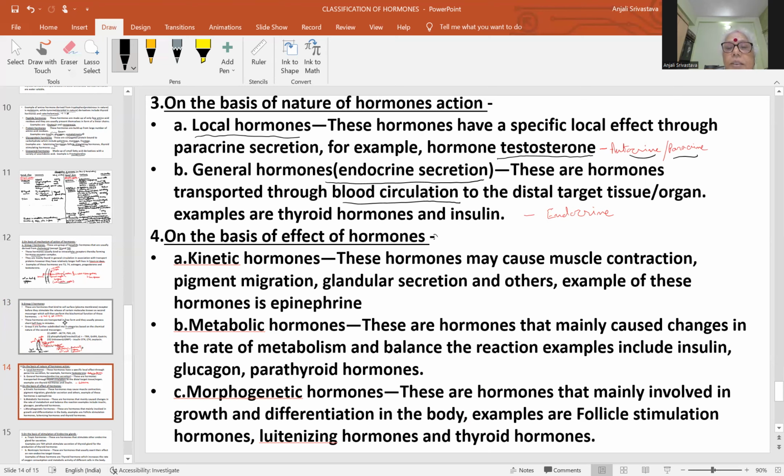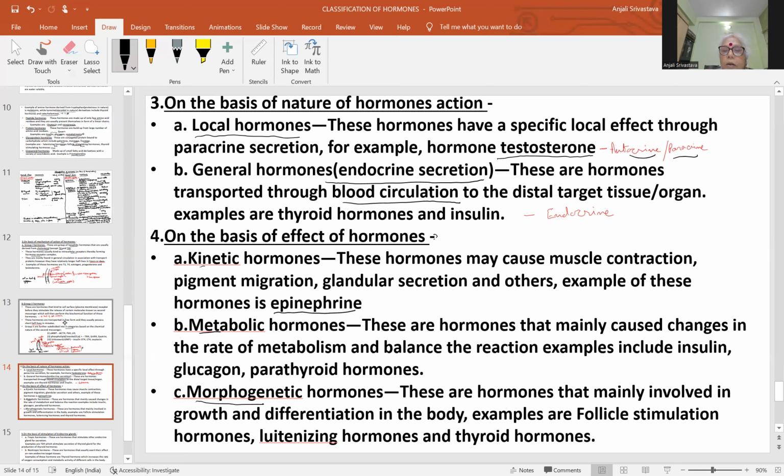ये hormones किस तरह का effect डाल रहे हैं. On this basis they are of 3 types: kinetic hormones, metabolic hormones, and morphogenetic hormones. The kinetic hormones cause muscle contraction, pigment migration. Kinetic, you can understand, energy related activities are shown by these hormones. They are causing glandular secretion and others. The best example is epinephrine.